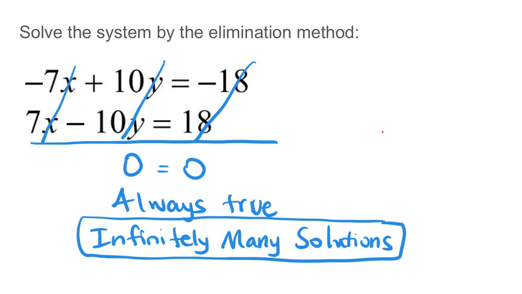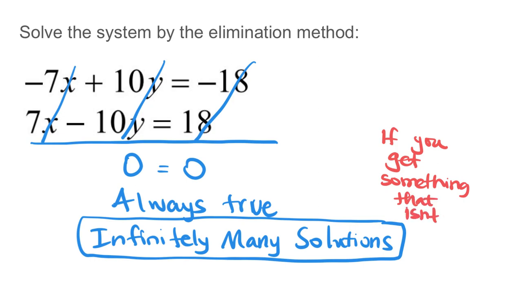Now, if we get something that is not true, so if we got something that was, say, 0 is equal to 5 or negative 4 equals 6, things that are not true, that would mean that we have no solution. So if you get something that isn't true, there is no solution. So if it's always true, it's infinitely many solutions. If it isn't true, then it is no solution.